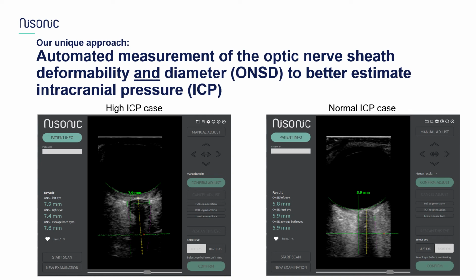Nisonic is currently collecting ultrasound images and clinical data from partner hospitals in Africa and Europe. The technology is being further developed and verified, bringing hope for faster and better measurements of elevated ICP.